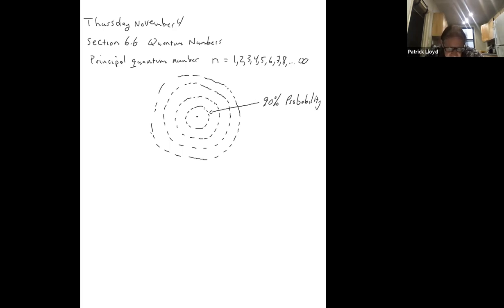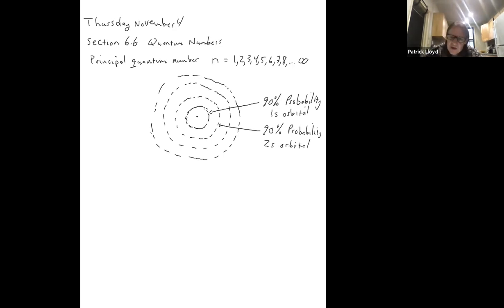So in this particular orbital, which we'll call a 1s orbital, 90% of the probability of the electron is within that little circle. Obviously it's a sphere and it's a fuzzy sphere and all that kind of stuff. Ignore all those details. The second one here is the 90% probability for the second orbital, right? And this is going to be called a 2s orbital.